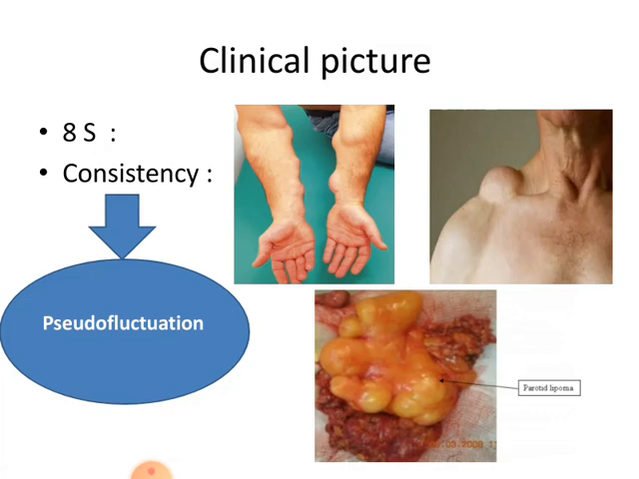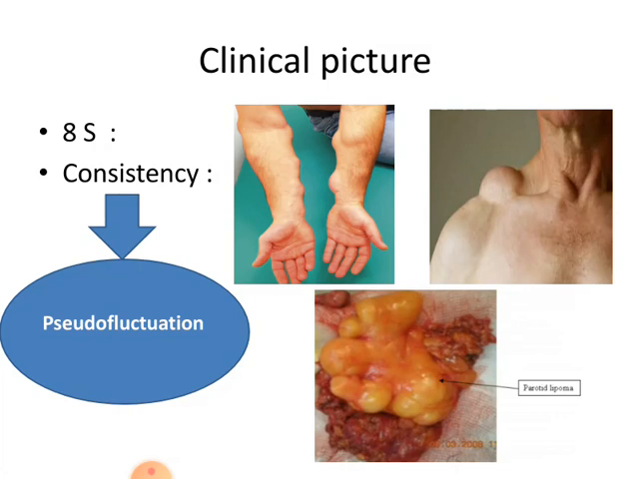Pseudo fluctuation. We have three important criteria in the lipoma. A lobulated surface due to fibrous strands, like in this picture of a parotid lipoma, slippery edges, movement between the true capsule and false capsule, and lastly, pseudo fluctuation. The pathognomonic feature of lipoma is the lobulated surface. But the main three criteria of the lipoma for diagnosis are slippery edges, pseudo fluctuation, and lobulated surface.